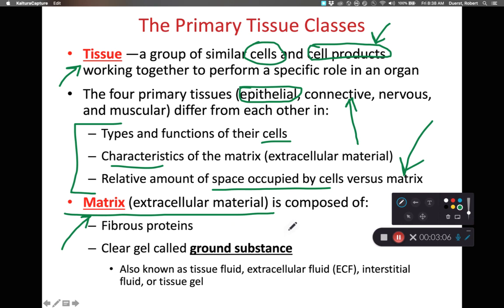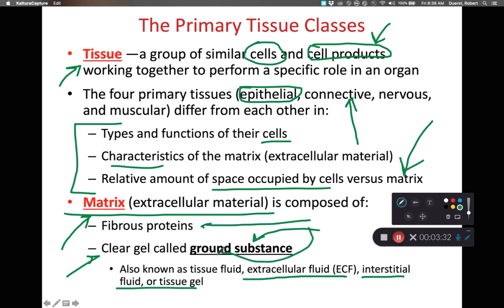Our extracellular matrix is going to be made up of protein and a clear gel-like substance called ground substance. Depending on the particular tissue type, sometimes the ground substance is highly viscous, sometimes it's serous or watery. This ground substance, this liquid outside of the cells, is also referred to as extracellular fluid. It can be interstitial fluid, it can be tissue gel, it can be called tissue fluid. There are multiple names for it.